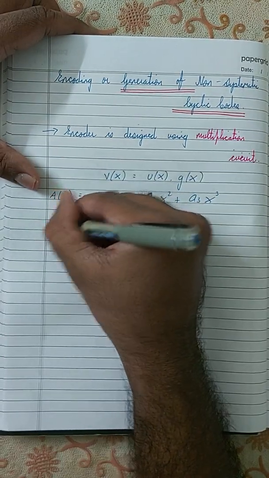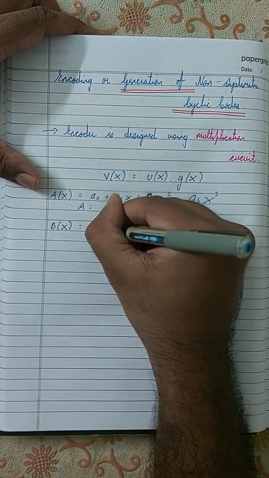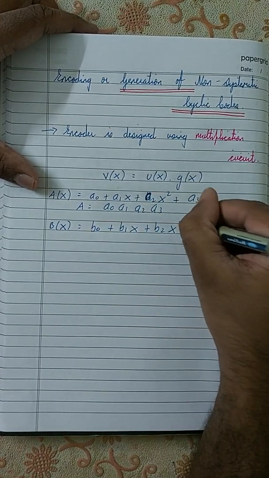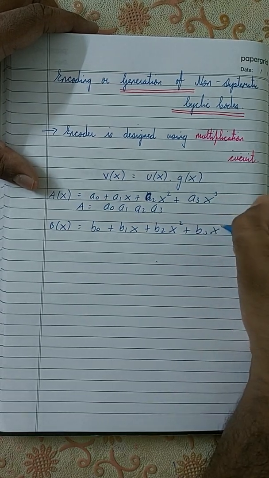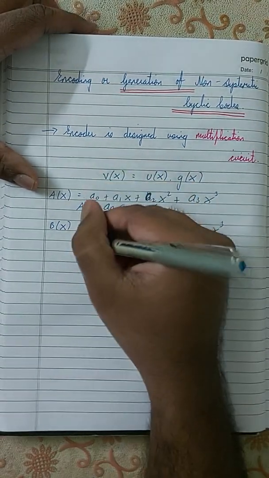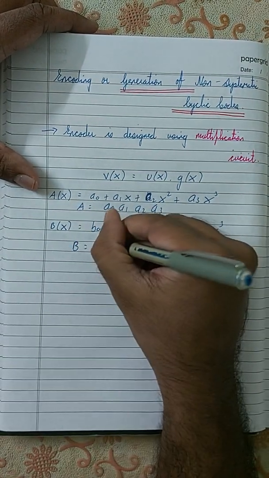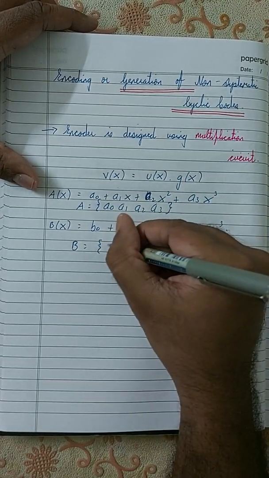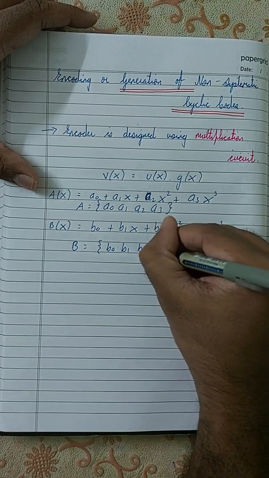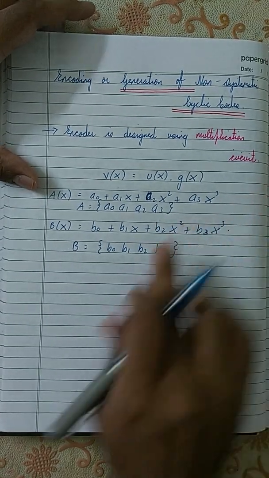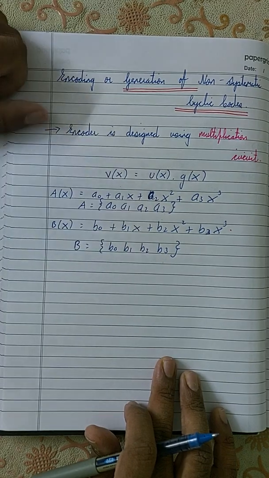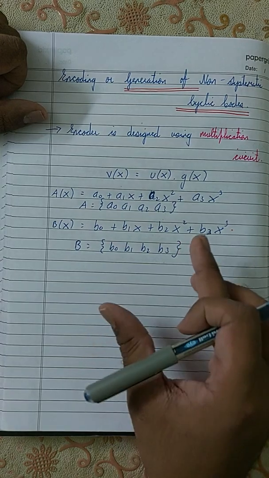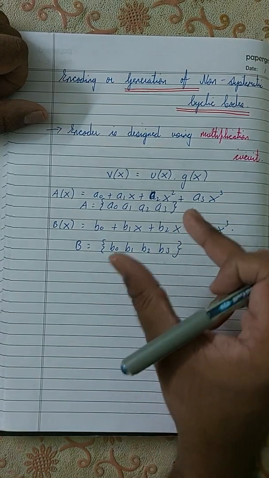In the same way, let me take another polynomial, b of x, which I'm going to represent as b0 plus b1 x plus b2 x square plus b3 x cube. When I represent it in terms of matrix, let me put a curly bracket over here just to show it is a set: b0, b1, b2, b3. This is the matrix of b. This is how you represent this polynomial, and you need to understand this representation.